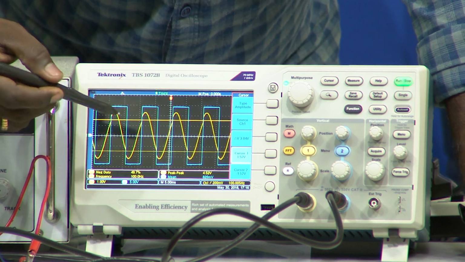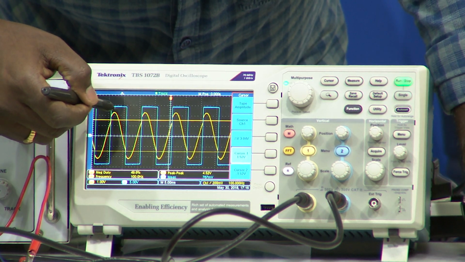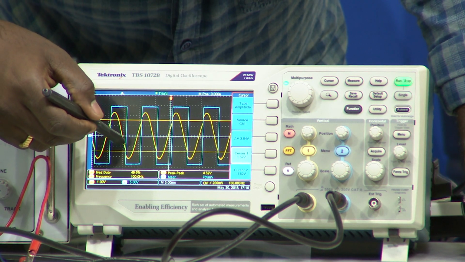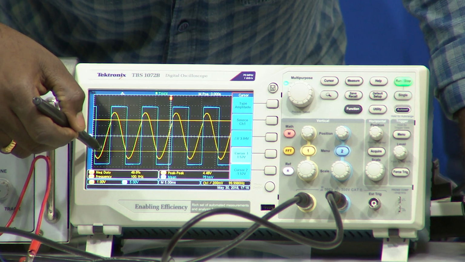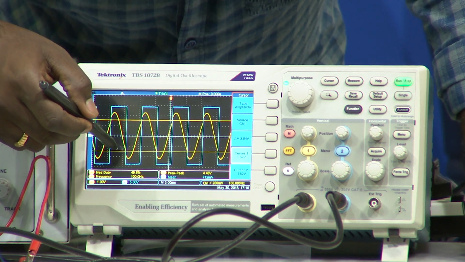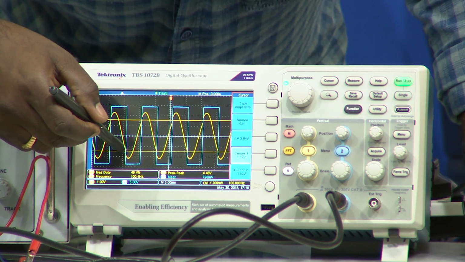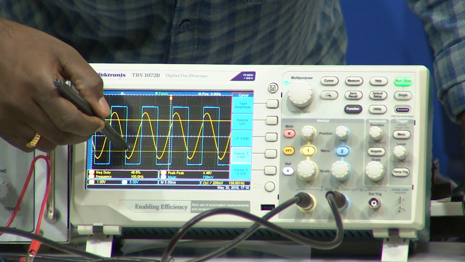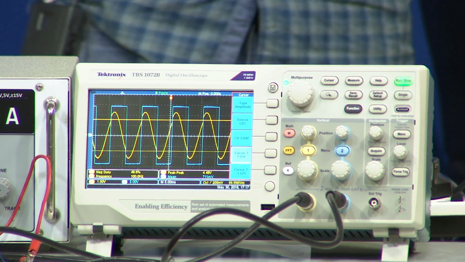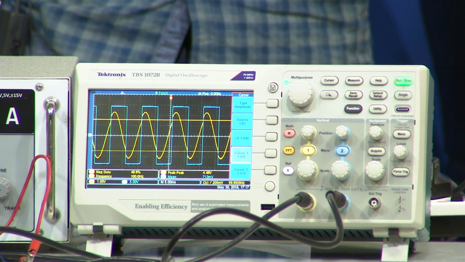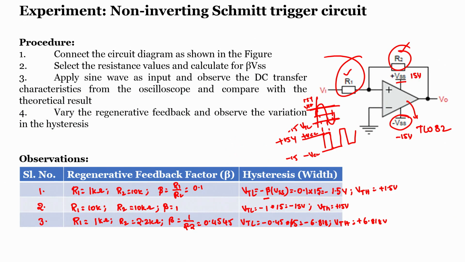What about the lower threshold? Look into this. When the input voltage is lower than this yellow line, which is the lower threshold value, it has gone to minus VCC. Everywhere it is following the same behavior, which means that with this resistance value, the theoretical as well as experimental results are the same. Here we can see 15 and minus 15.